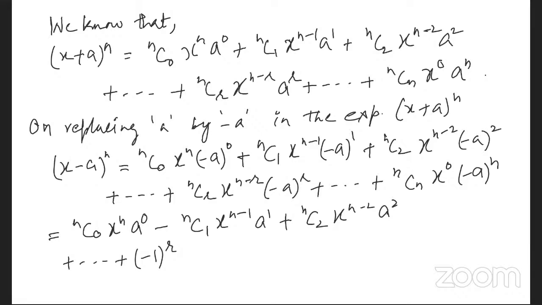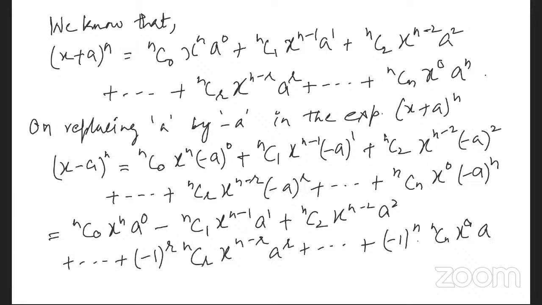So this can be written as (-1)^r nCr x^(n-r) a^r, plus so on, plus, similarly we can write this as (-1)^n nCn x^0 a^n. So this is how you expand (x - a)^n. We already have (x + a)^n. We are replacing a with -a.